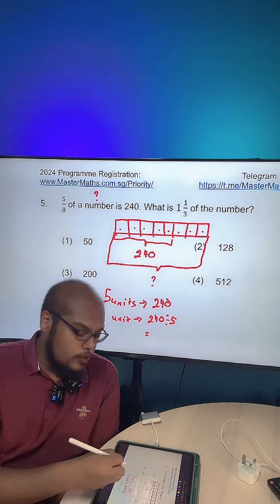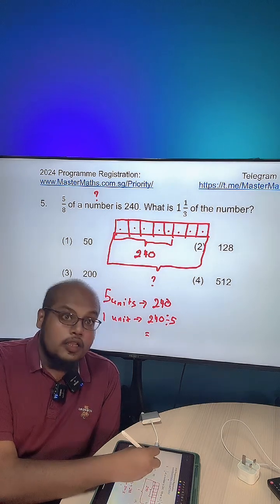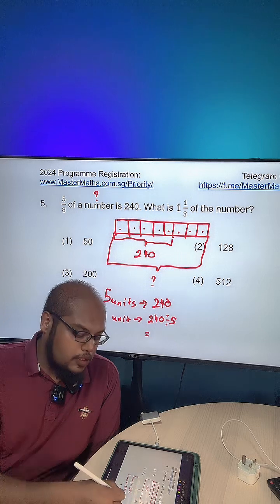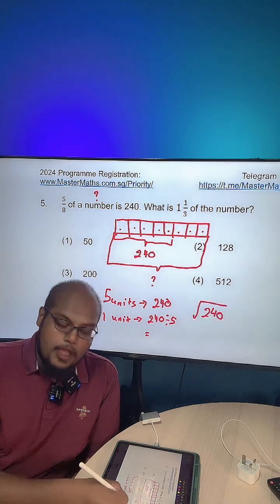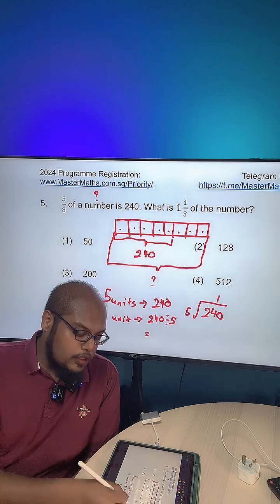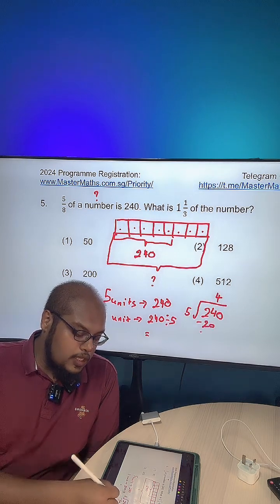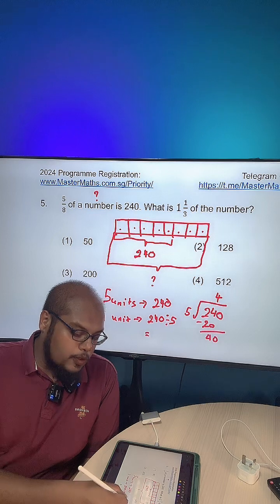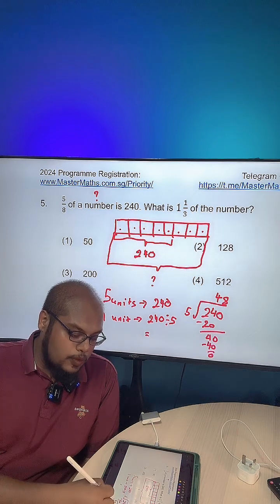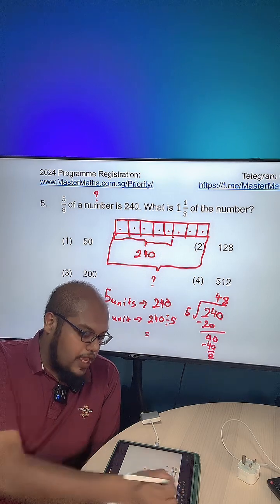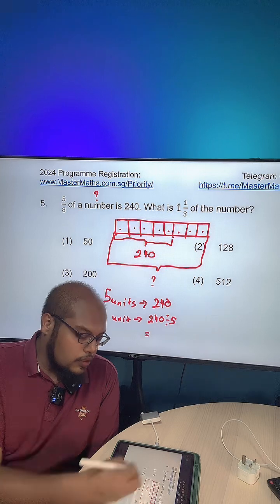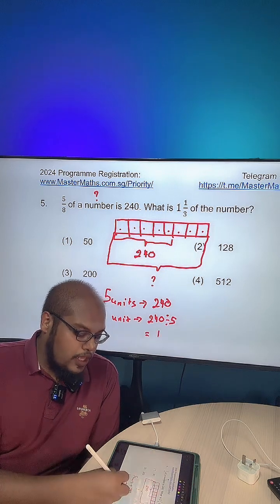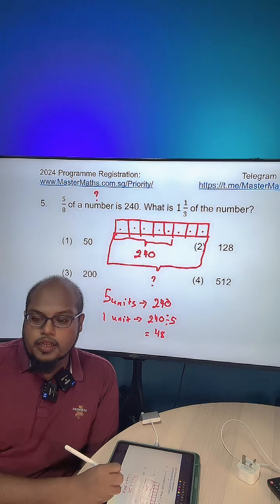Okay, so let me find a space here. 240 divided by 5. So it's 4 minus 20, I get 4, bring down 0. 40 divided by 5 is 8. Minus 40 is 0. 48. Answer is 48, just for the 1 unit.